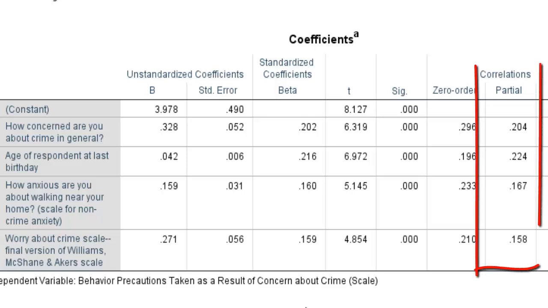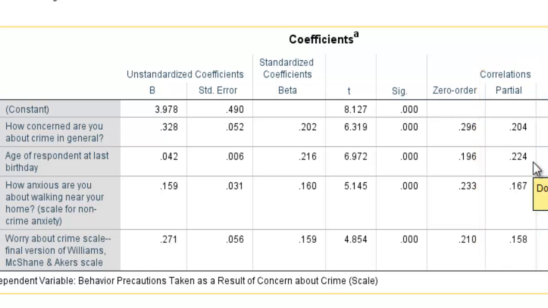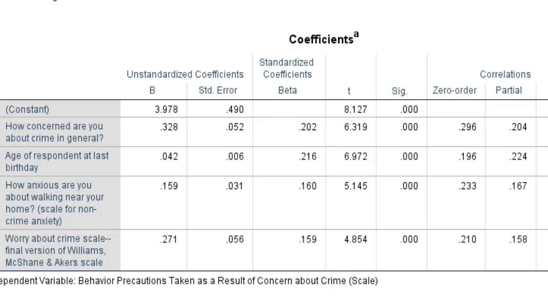Next, I want to look at the partial correlations, and notice that the partial correlations are very similar to the beta coefficients, and that the order in terms of strength roughly overlaps. So age has the strongest partial correlation, then concern about crime in general, then general anxiety, then worry about crime. If we wanted to assess each individual predictor's contribution to its explanation of the dependent variable, we could do that by looking at the partial correlation and squaring it.